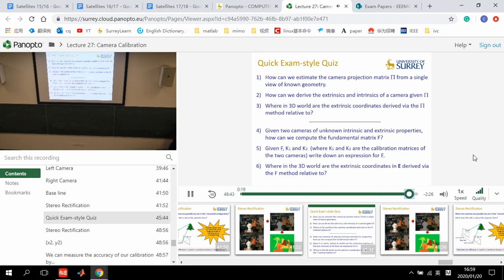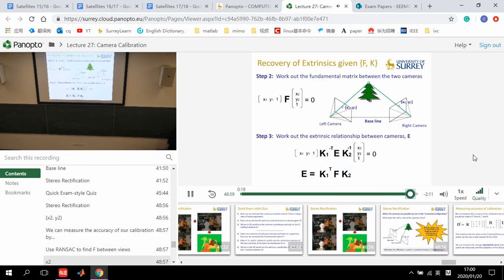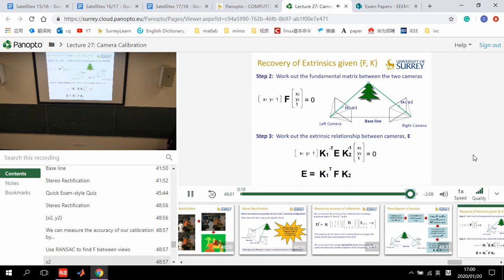Okay, so given an F and 2 K's, one for the intrinsics of each camera, write down an expression for E. Right, so this is taking our F and pre-multiplying it by the K's for each, which is our equation there on the bottom, for the essential matrix.